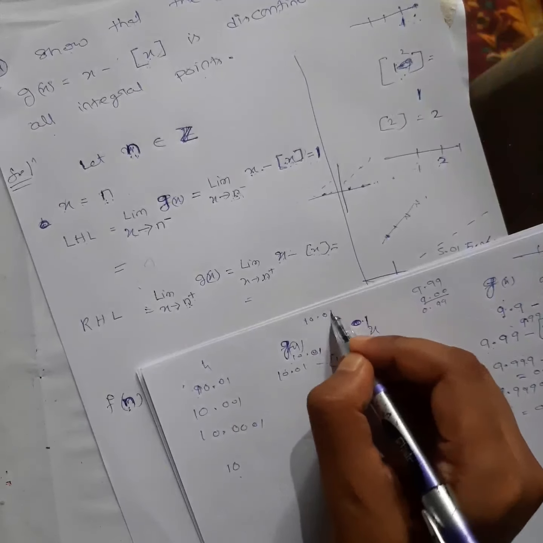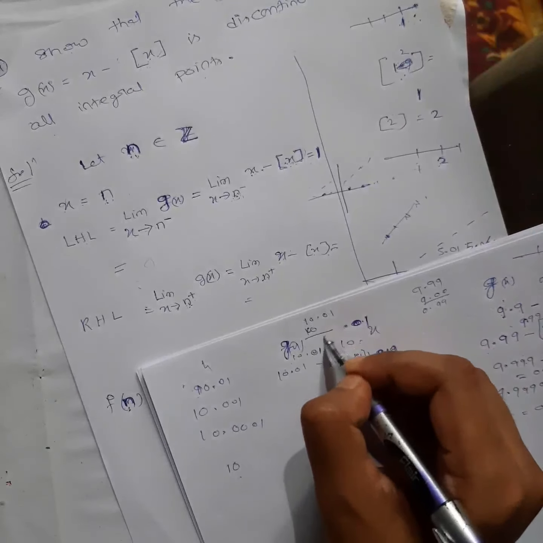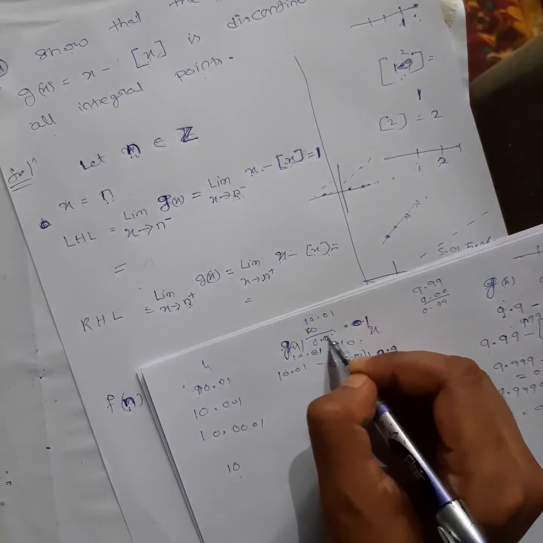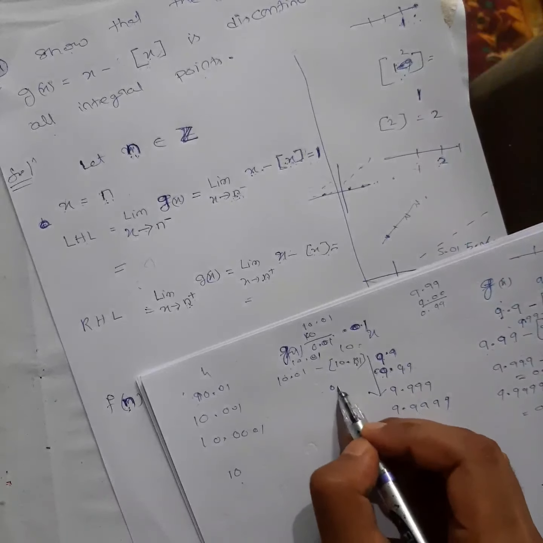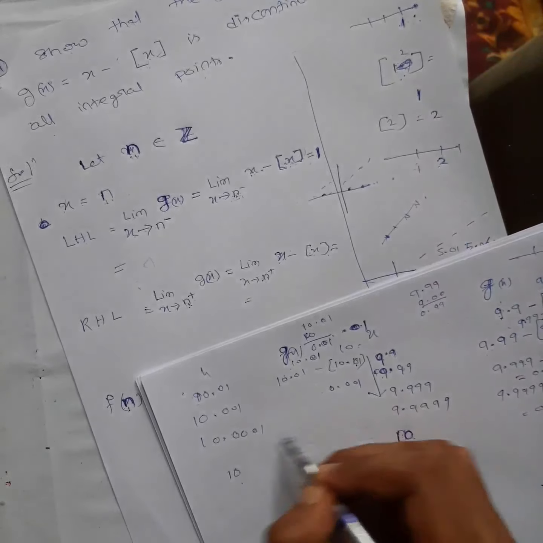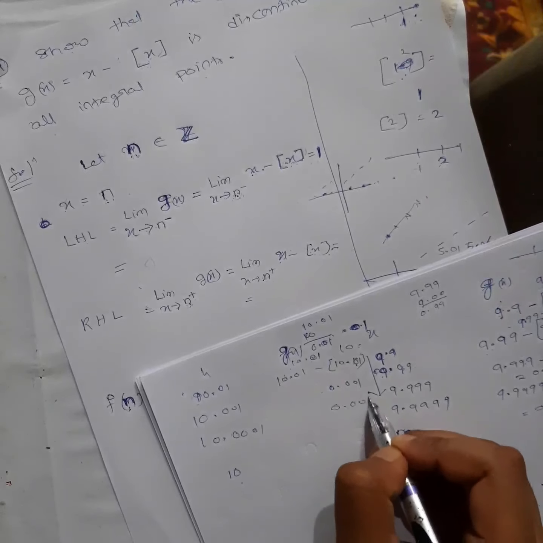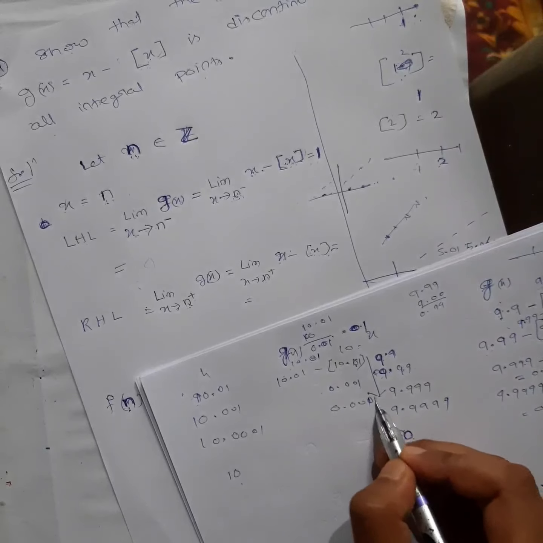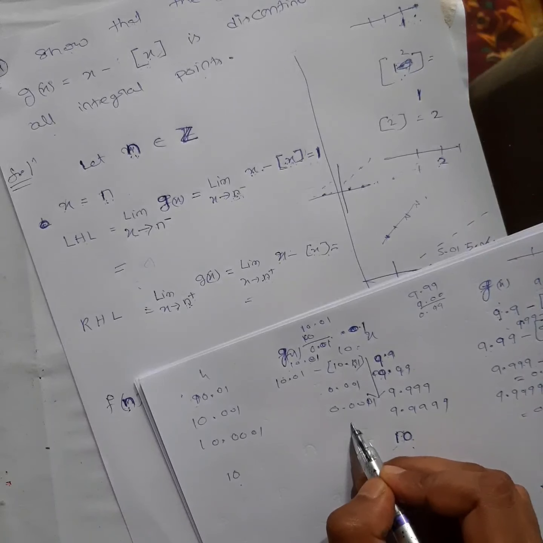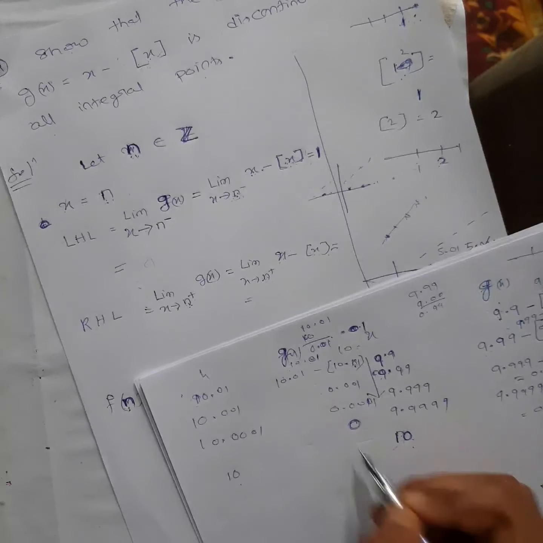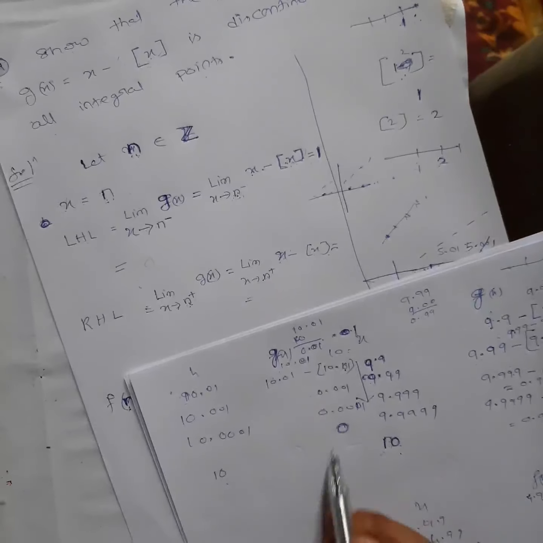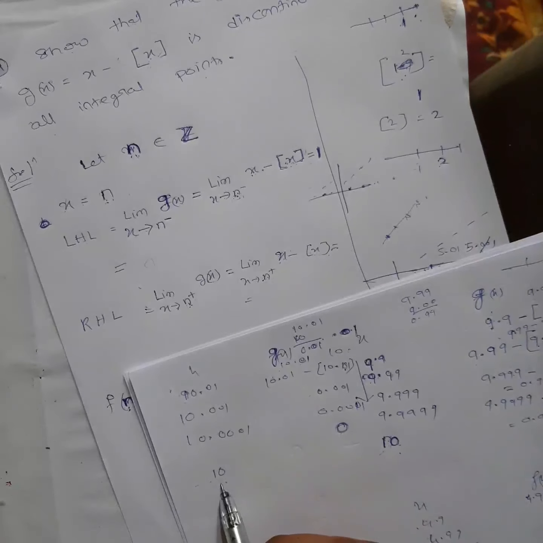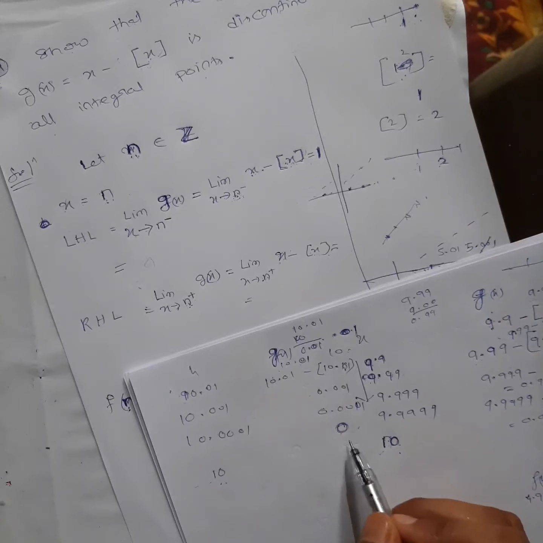So 10.01 minus 10, how much will it be? 0.01. So this you find out, 0.001 you will get. Towards what value is it approaching? It is approaching towards 0, right? So as your x tends towards 10, your g(x) tends to 0.